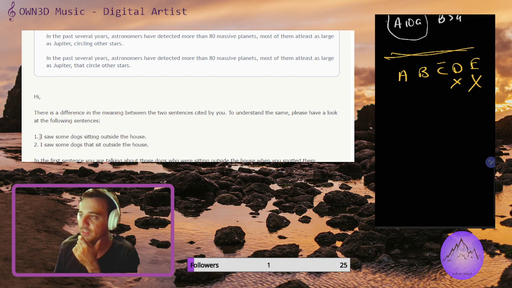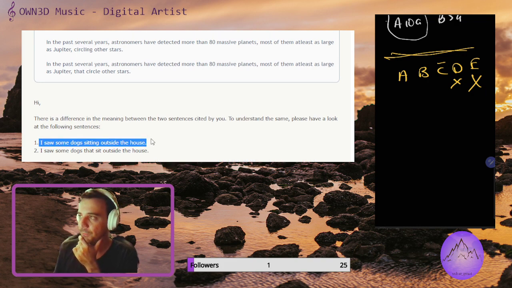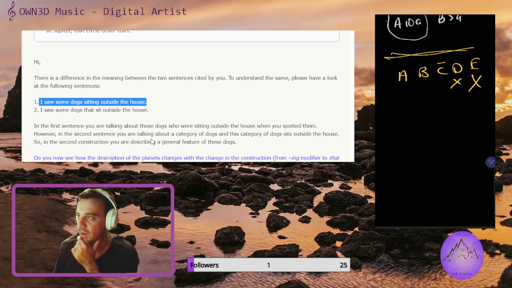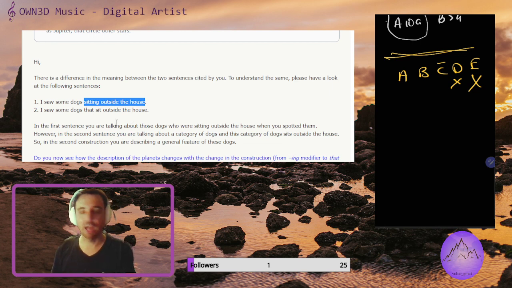I actually think this is a good example of that ambiguity that the poster was talking about. I saw some dogs sitting outside the house. Are they saying, I was sitting outside the house when I saw some dogs? Or, I saw some dogs that were sitting outside the house? I think this is actually ambiguous. I think this could mean both, and that's actually a grammatical issue.